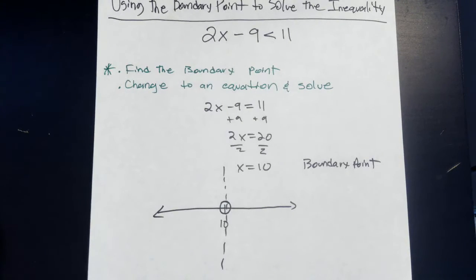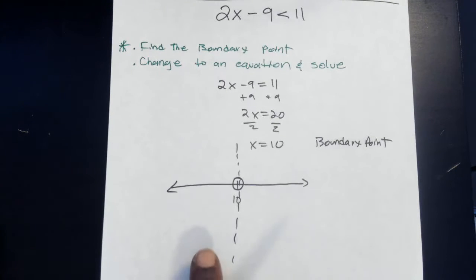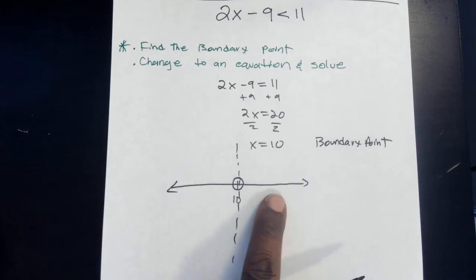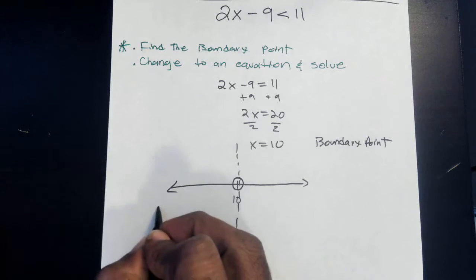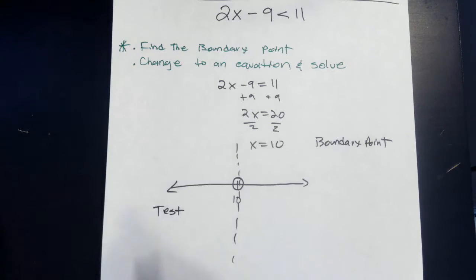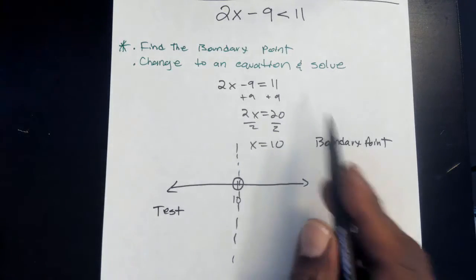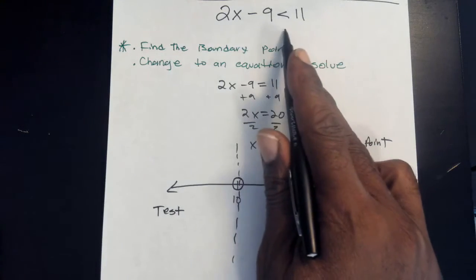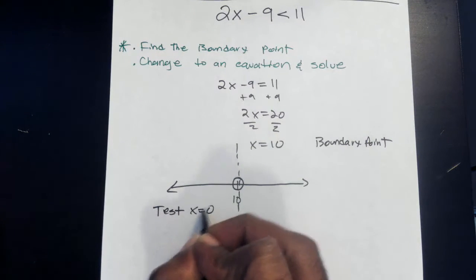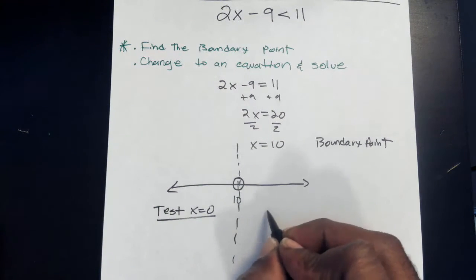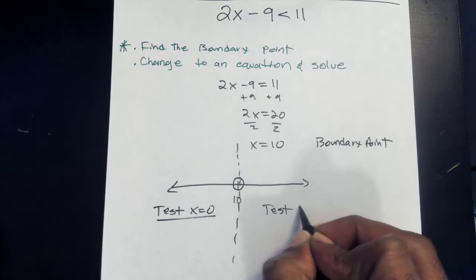Now, to find the solution region, the solution region is going to be here or it's going to be there. So you want to test a point from each region. Always choose 0 for whatever region that you're in. 0 is going to make the easiest computation. 0 is in this region, so we'll test x equals 0. Over here, we're going to test x equals 11.